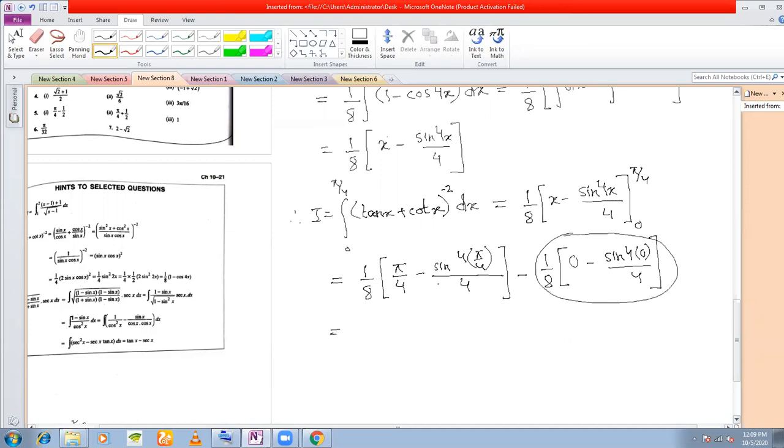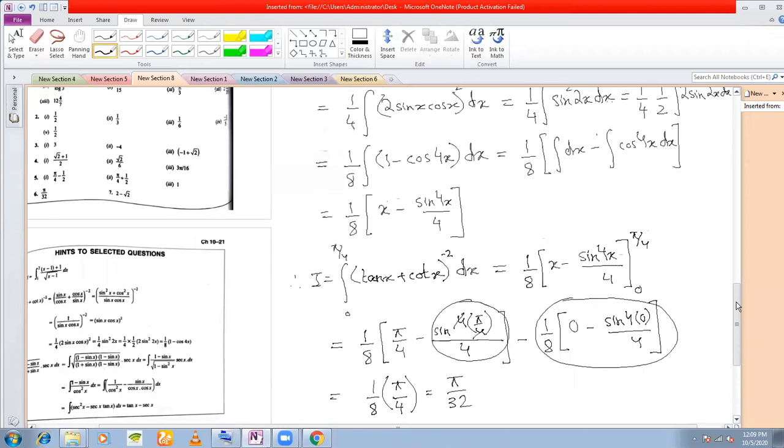Okay, let's see this one. This is 4 4 cancel, sine pi. So in fact, this also becomes 0. Sine pi is 0. So this only becomes 1/8 of pi by 4. So this becomes pi by 32. This is your answer.